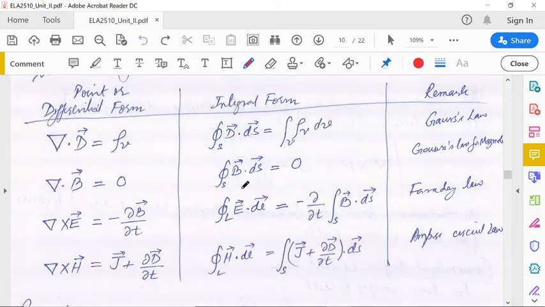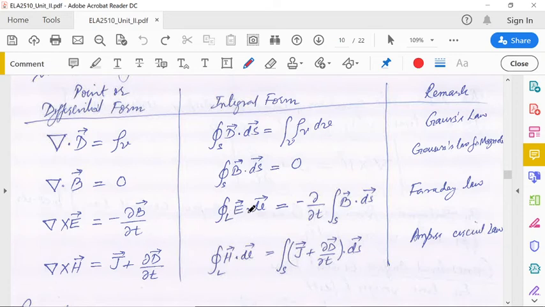Similarly, for the magnetic fields, the total magnetic flux crossing the closed surface is always zero. Why is it zero? Because it is also the same as the total magnetic charge, but magnetic charges come in pairs. If you have a negative magnetic charge, there is always a positive charge. We can't have monopoles, so that's why it becomes zero. So total magnetic flux crossing the closed surface equals zero.